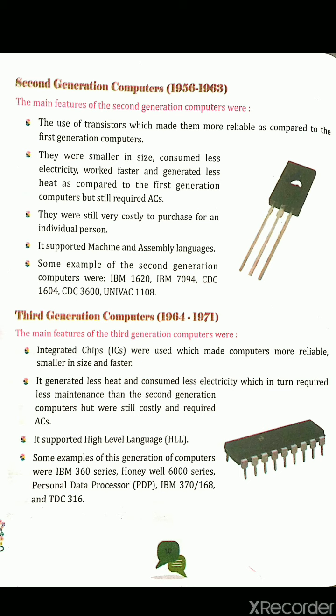Now third generation computers. In third generation computers, the main feature was that integrated chips were used, which made computers more reliable, smaller in size and faster. Now the technology was integrated chips. Look in the picture, this type of chips. It generated less heat and consumed less electricity.